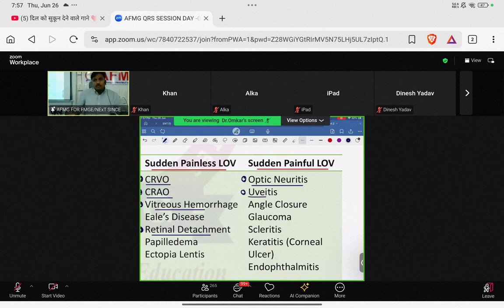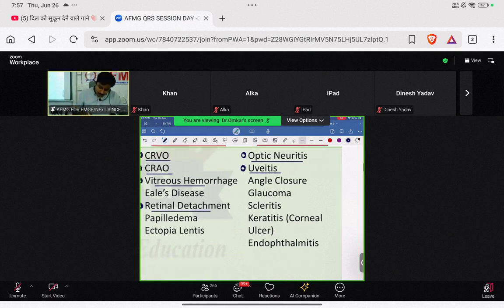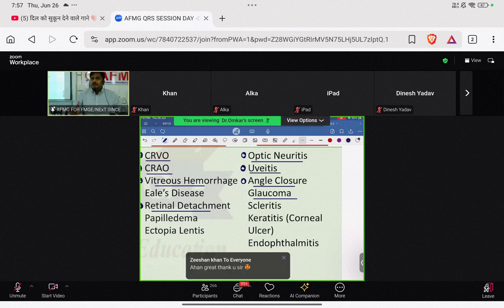We know uveitis is inflammation of the uvea beta, whether it is anterior, intermediate or posterior uveitis. All is going to cause sudden painful loss of vision. Next, angle closure glaucoma. याद रखना, open angle glaucoma में there was gradual painless loss of vision. But in angle closure glaucoma, suddenly the patient's IOP is going to increase, and that leads to acute attacks of angle closure glaucoma that will cause sudden loss of vision, severe retroorbital pain, blurring or loss of vision, barabar, stony hard eyeball. These are the features.